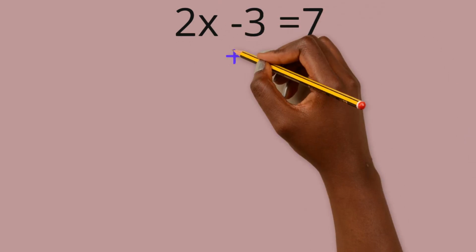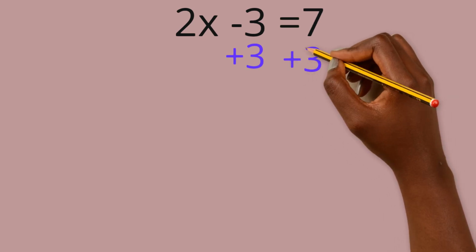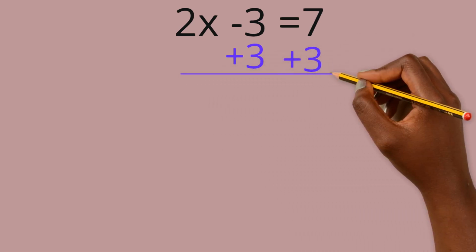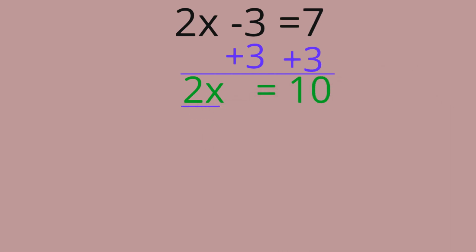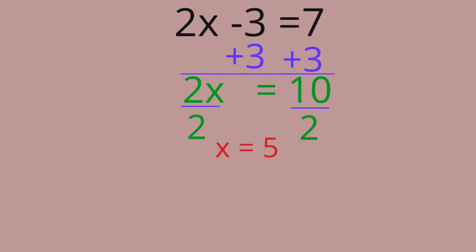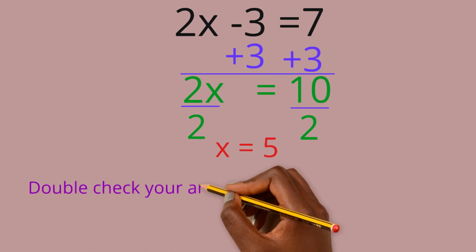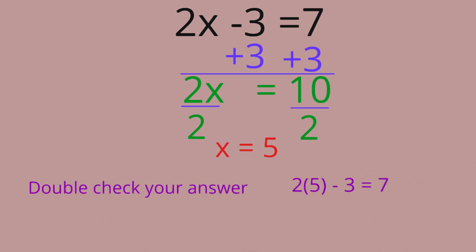So first, the inverse of negative 3 will be plus 3 on the two sides. That will give us 2x is equal to 10. We are dividing by 2 on the two sides. So 10 divided by 2 would be 5, which means x is equal to 5. And then you can double check your answer, which should mean 10 minus 3 is equal to 7. And that statement is also true.